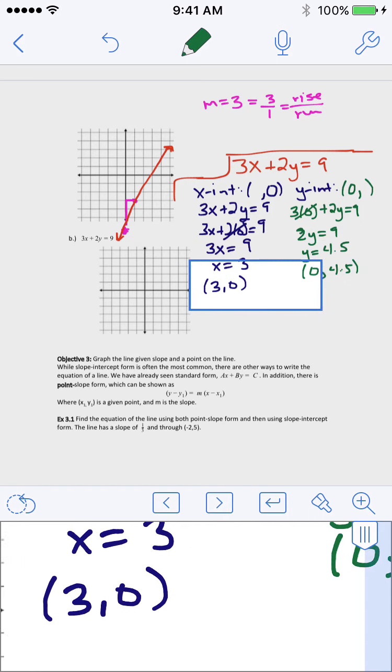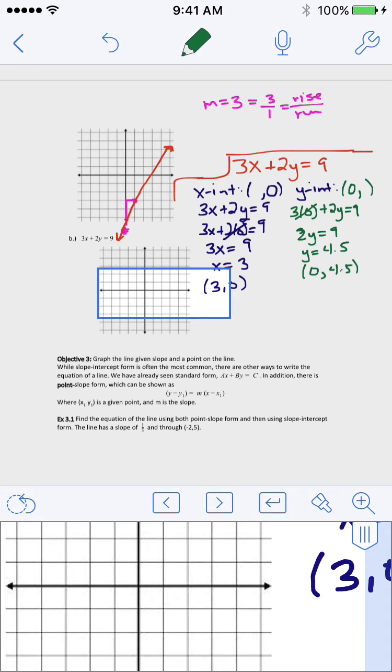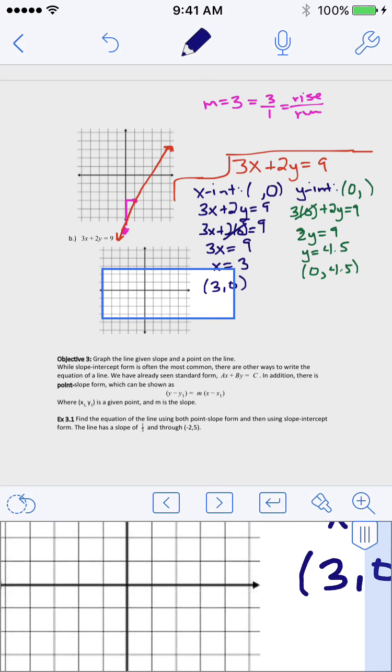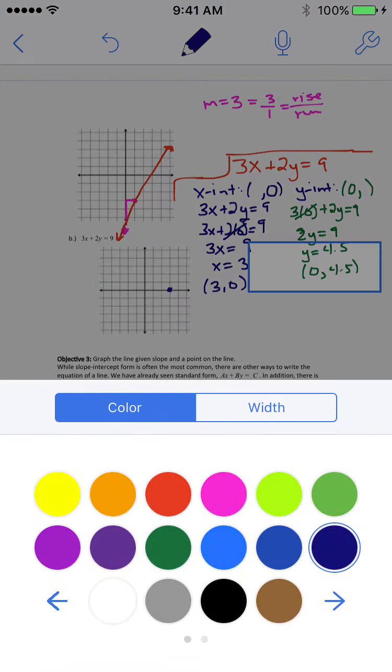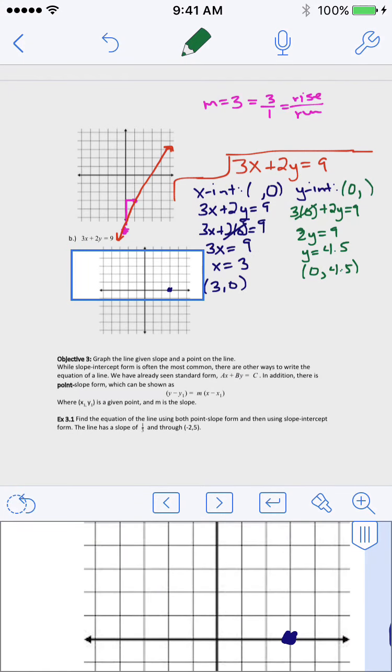Alrighty, so I've got two nice, pretty easy to graph points. Let's go ahead and graph those. I'll even graph them in the same color because I feel colorful today. So out 3, up nothing gives me right about here, and it is right on the x-axis, which is good because it's supposed to be the place where it crosses the x-axis. And then I'll do the same thing with the y. Out nothing, up 1, 2, 3, 4, and a little bit more to 4.5.